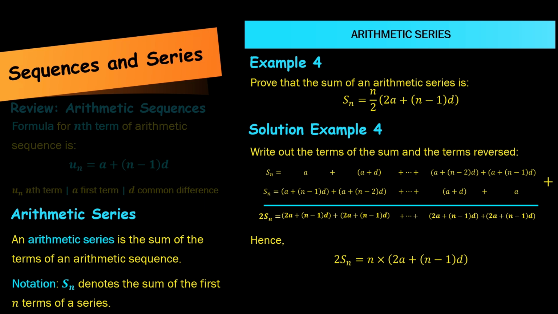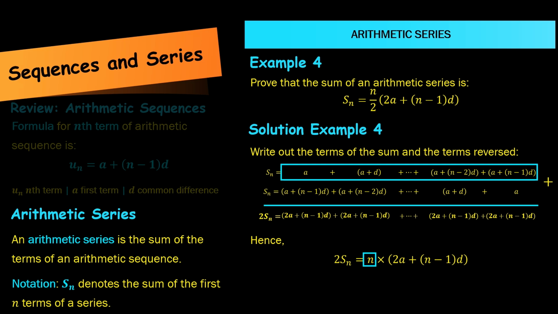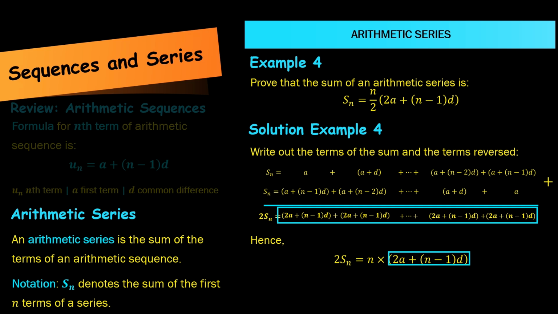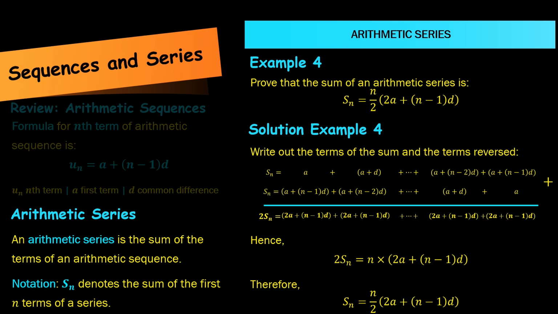So therefore we have that 2 times Sn equals, and because there are n terms in this series, or n separate parts of this equation that we're adding together, n multiplied by 2a plus n minus 1 times d. And so dividing through by 2, we have that s subscript n is, as required, n over 2 times 2a plus n minus 1 times d.